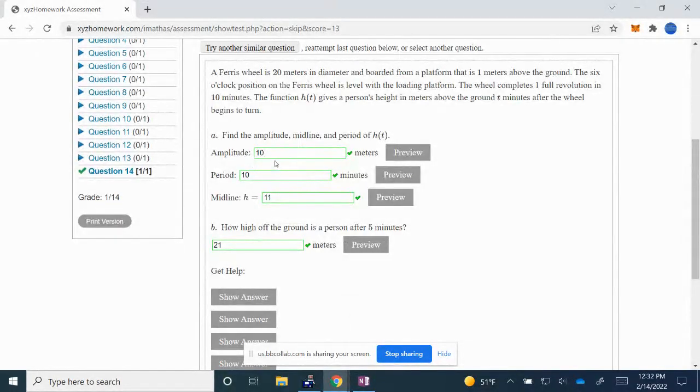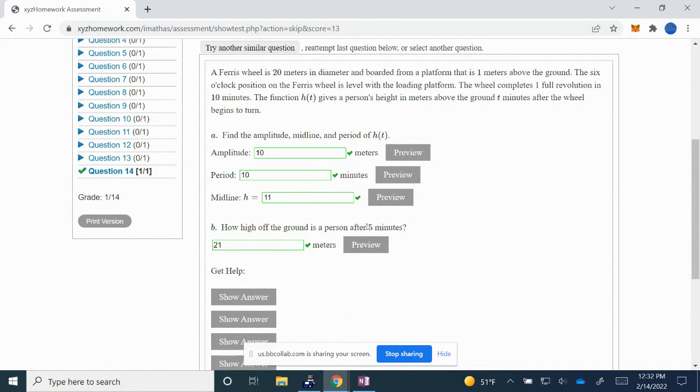So again, the amplitude is just the diameter divided by 2. The period is the amount of time it takes to complete one revolution. The midline is simply the amplitude plus the loading platform height. And then we're asked how high off the ground we are.